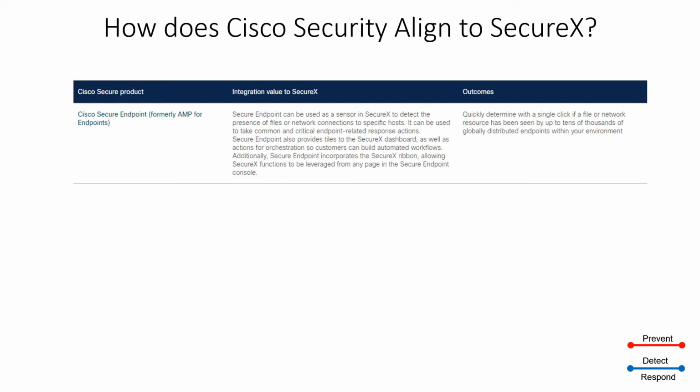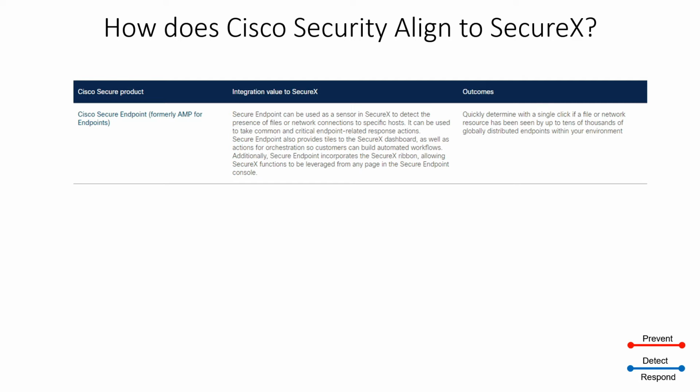What do they provide? And so if you look at Cisco Secure Endpoint, which was formerly called AMP for Endpoints, you can see that SecureX, essentially the endpoint turns into a sensor, and SecureX is used to detect the presence of files and network connections to specific hosts. It can be used to respond. I can do host isolation either through an automated process, through the Cisco Threat Response tool, just like I would if I was in the interface on Endpoint AMP. And then there's the ribbon that can follow you around and allows us to query very quickly tens of thousands of endpoints.